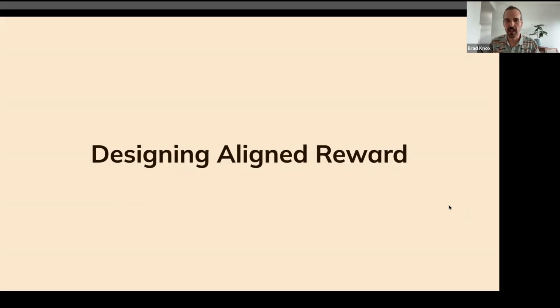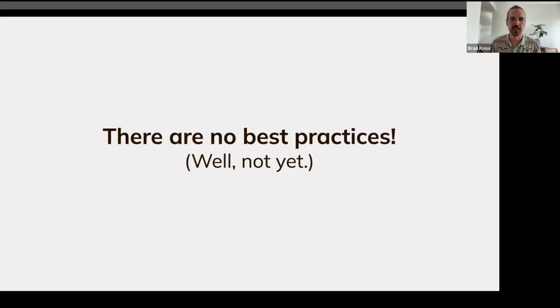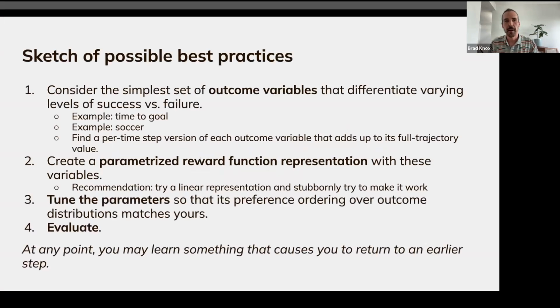Designing aligned rewards. And now we're getting to the positive part, where instead of just saying all the things that can go wrong, I'm going to try, this is maybe more difficult, to propose an improvement. I'll try to make it a good proposal. Okay, so there are no best practices for creating aligned reward functions, not yet. But here's a sketch of a possible best practice. There are 4 steps here.